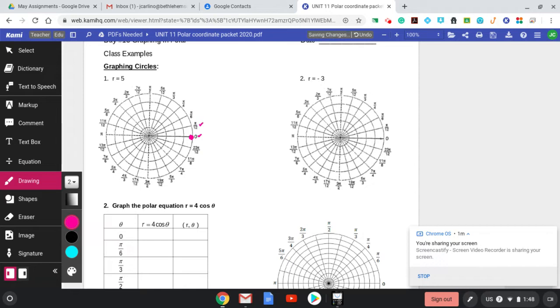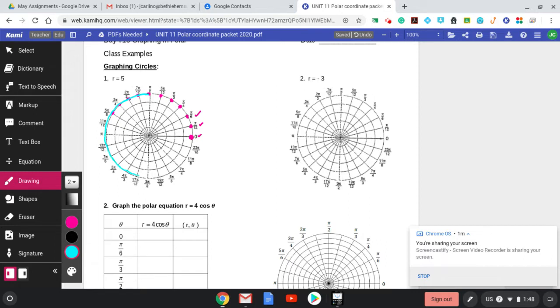Distance from the pole is still 5. 1, 2, 3, 4, 5. What if I'm at pi over 6? It's still 5. Everywhere you go on this circle, every point should be a distance of 5 from the pole. As you start filling this in, you're going to notice what shape is starting to form. And you are correct. That shape is a circle.